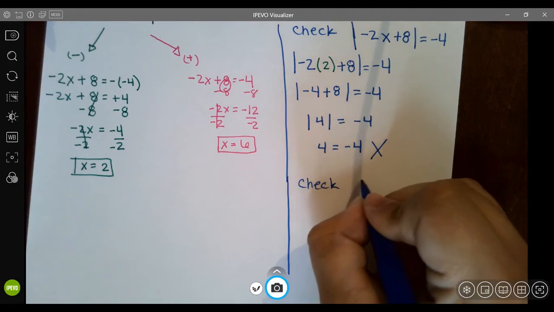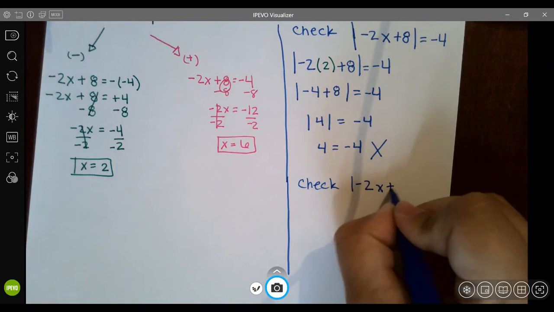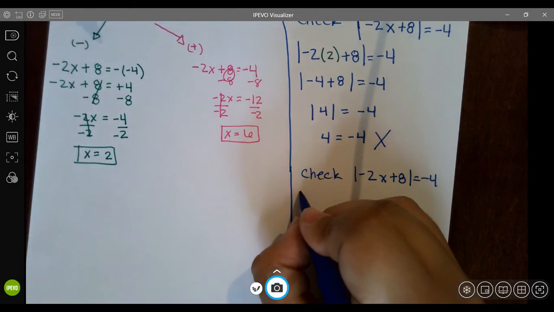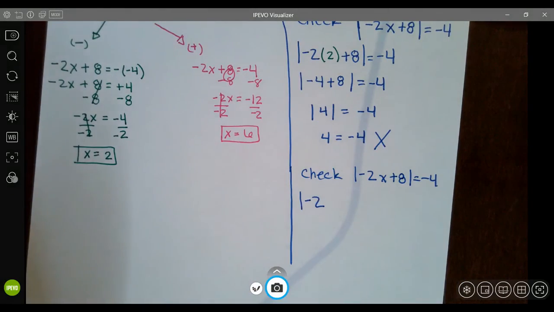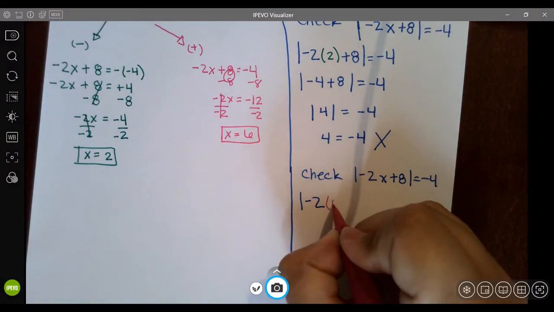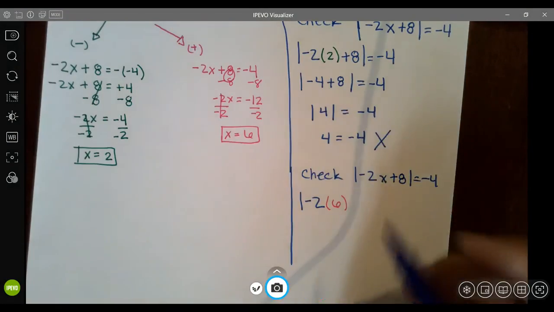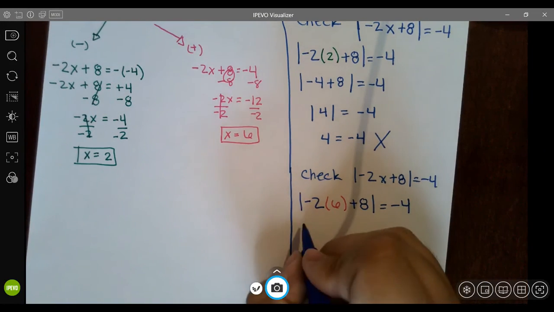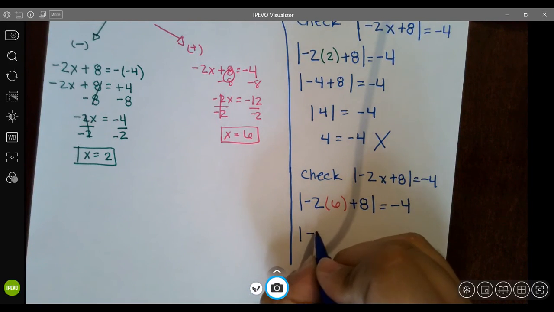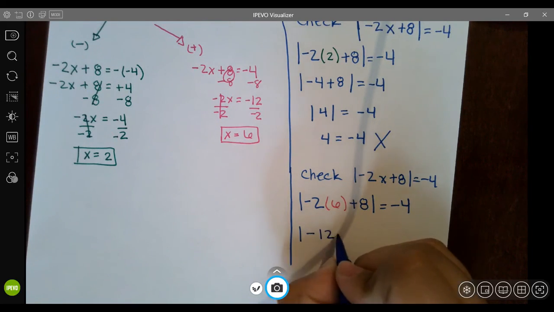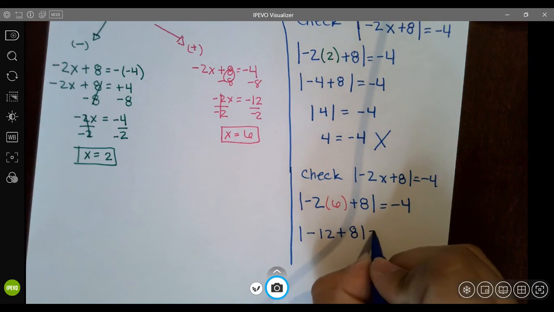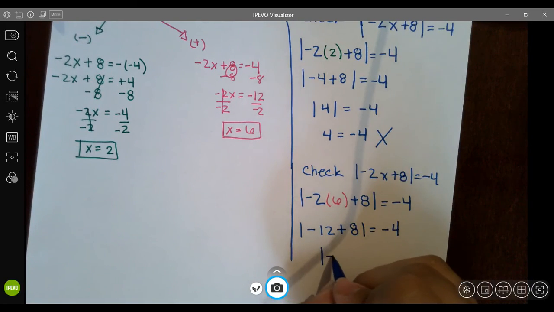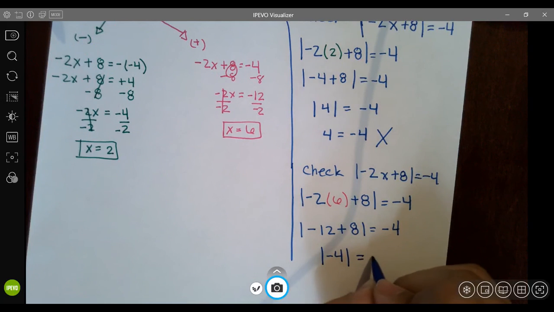Okay, so I'm going to see what happens with my other solution. So we're going to check our second solution. Negative 2x plus 8 is negative 4. Okay, so I'm going to rewrite it, but instead of writing that x, I'm going to write down our solution. And everything else stays the same. Okay, so solving it, negative 2 times 6 will give me a negative 12 plus 8 will give me negative 4. And absolute value of negative 4 is equal to negative 4.